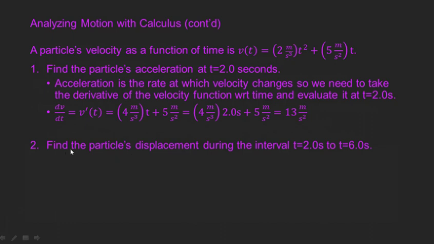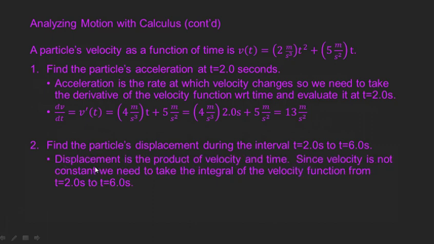We could also be asked to find the particle's displacement during a time interval, such as from t equals 2 seconds to t equals 6 seconds. For this, we need to remember that displacement is the product of velocity and time. Since velocity is not constant, we can't simply take a velocity and multiply it by time. We need to take the integral of the velocity function from time equals 2 seconds to time equals 6 seconds.